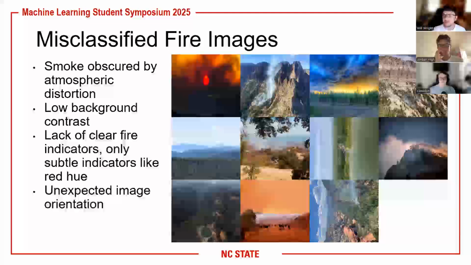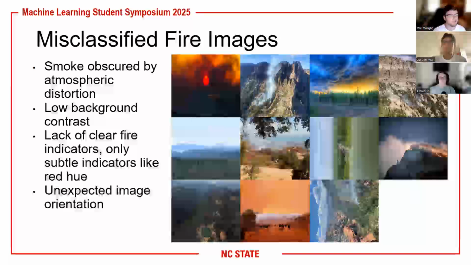In terms of fire misclassification, mainly we're seeing smoke again still being a problem, as well as low background contrast and a lack of clear fire indicators. Only getting subtle indicators like a red hue, as you can see in this bottom image, as well as on the right, where you see the fire on the side, but more of a natural setting on the left, and this middle one as well. It's mainly when the smoke is very thinly spread throughout the image.